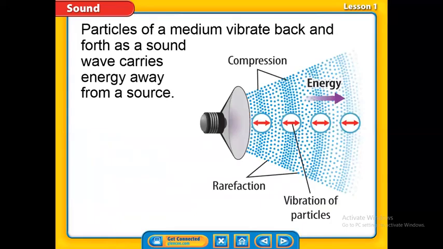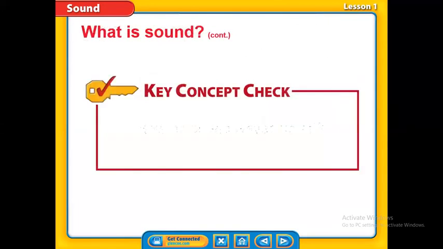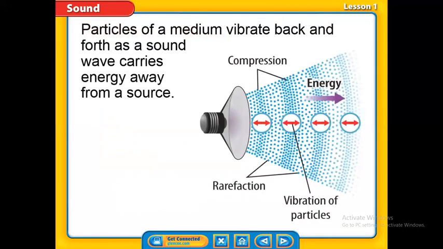So the particles of a medium vibrate back and forth as a sound wave carries energy away from the source. The wave, guys, is always carrying the energy away from the source, not toward it. Like when you talk, the sound energy will move away from your vocal cords, not toward your vocal cords. That's why we use speakers like this to call people from a far distance, and it works because the sound energy will move away from the source, not toward it.